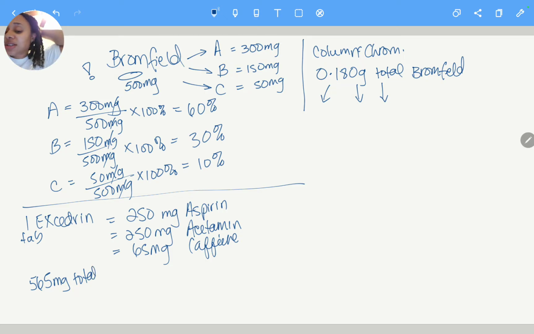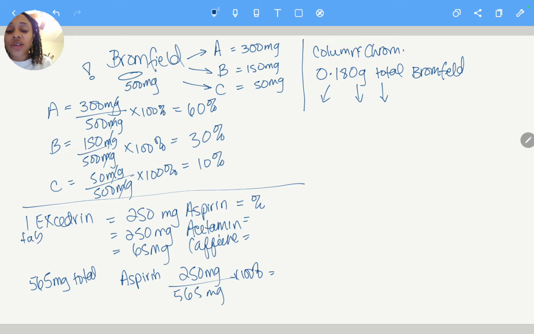So very similar to this, to figure out your percentage of aspirin, for instance, you would say the percentage of aspirin is 250 milligrams divided by 565 milligrams times 100%, and you do that with all of those, and that will tell you, so you can calculate the percentage of Excedrin there is.